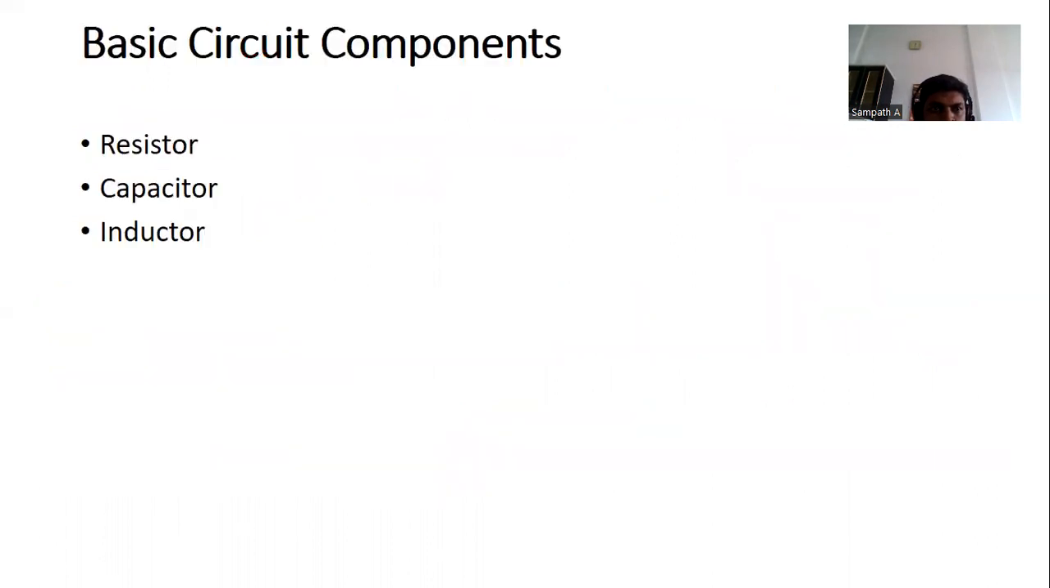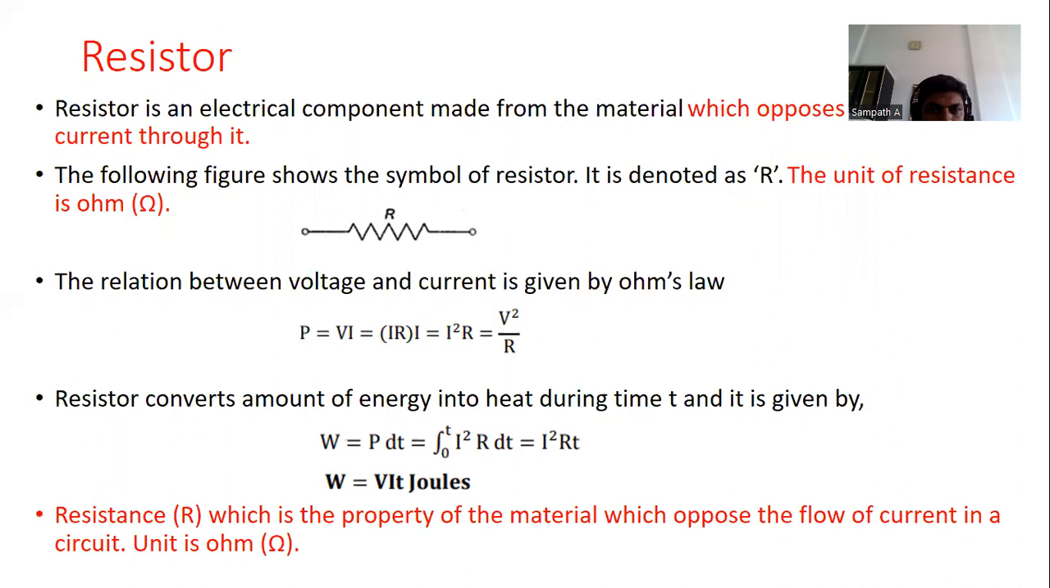The basic components of an electrical circuit are resistors, capacitors, and inductors. Resistors we already discussed. They oppose the current flow. The formula for resistance based on Ohm's law is V by I.